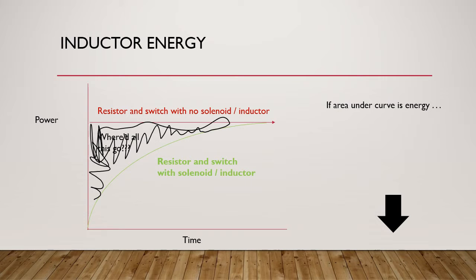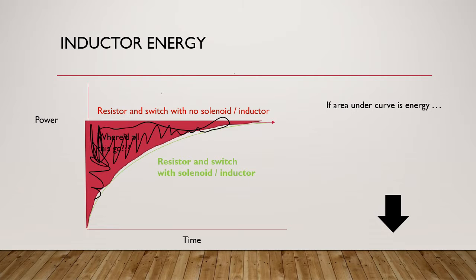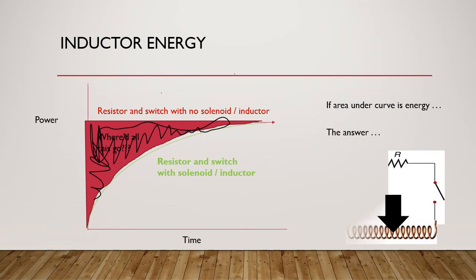It's energy that wasn't used up in heating the resistor. It's energy that appears we lost, but we didn't lose that energy. We actually still have it. If that area is under there, where did it all go? Well, that's actually a pretty easy thing to see if you think about it. If we look at the inductor or the circuit, the answer is that it all went into the inductor.